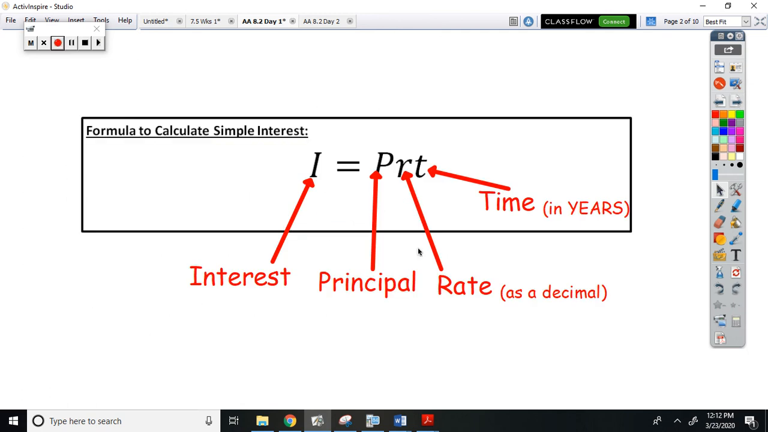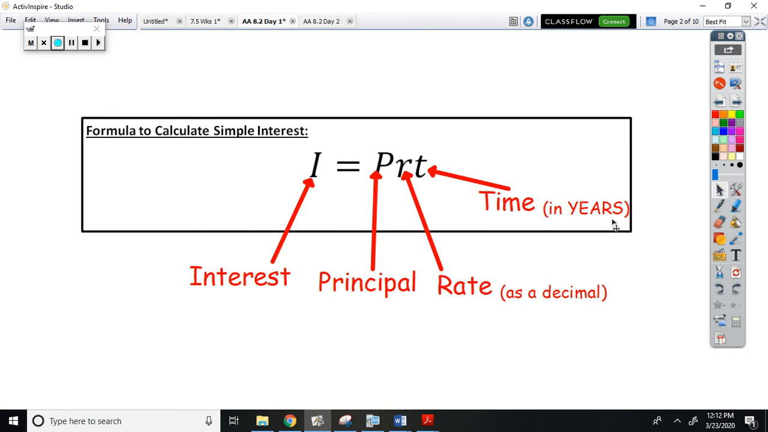So here's our first formula. I equals PRT. I stands for interest. P stands for principal, which is our starting amount. R stands for rate, which is as a decimal. And T is our time. Make sure that it's always in years.